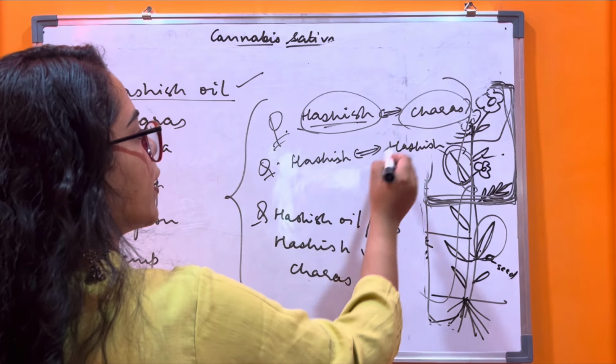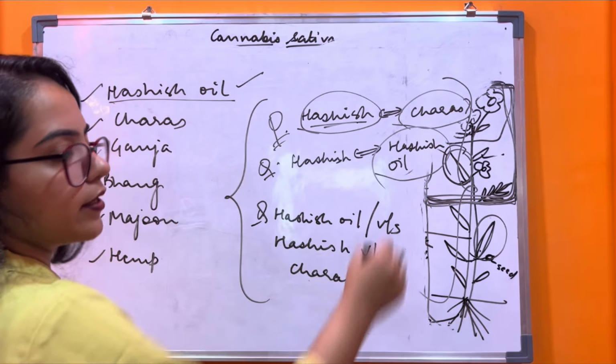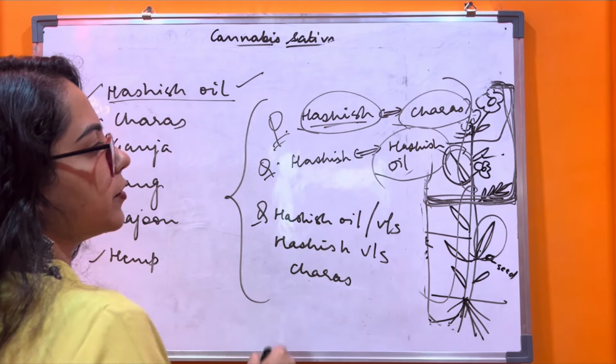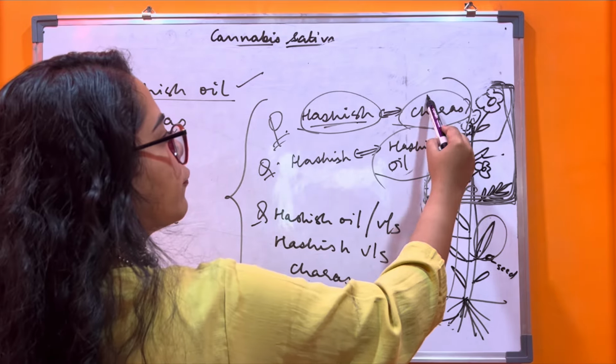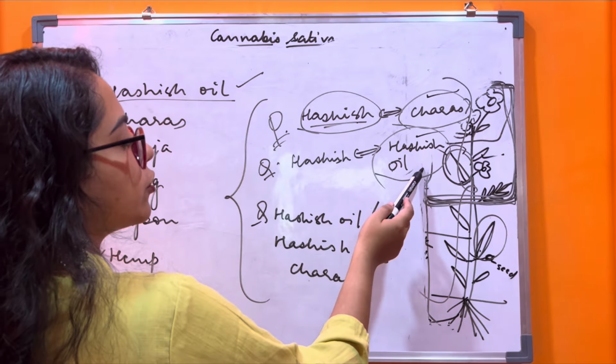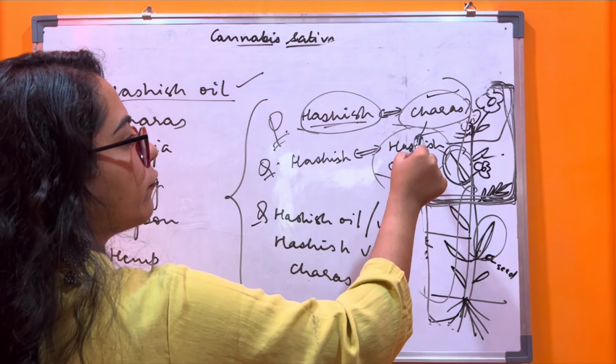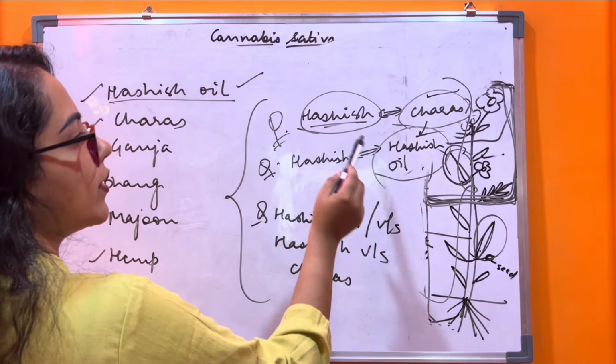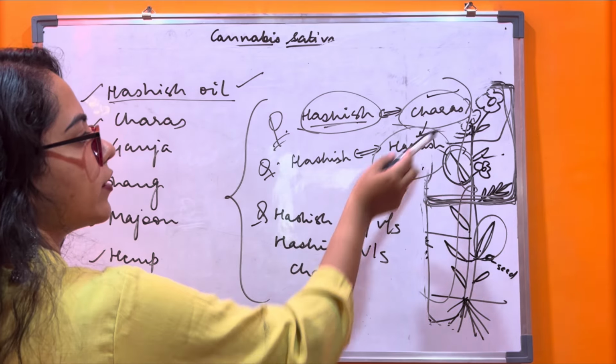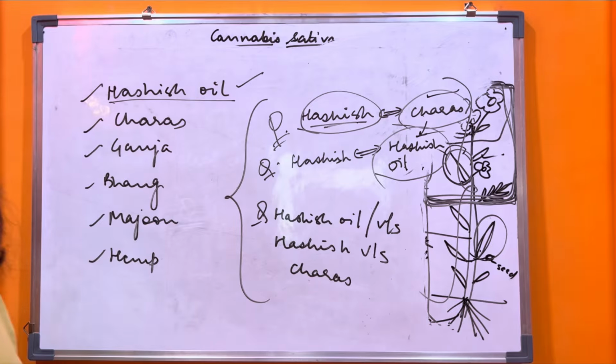Hashish, charas and hashish oil. Are they three same? What is the difference between these three? I have taught you this difference about charas and hashish. Hashish oil is actually a concentrated form of charas. But what is the relation of hashish, charas and hashish oil together? You would tell me in the comment section, right?